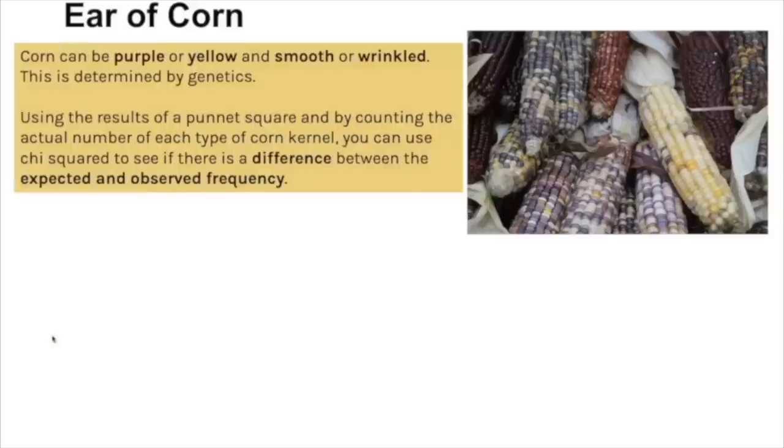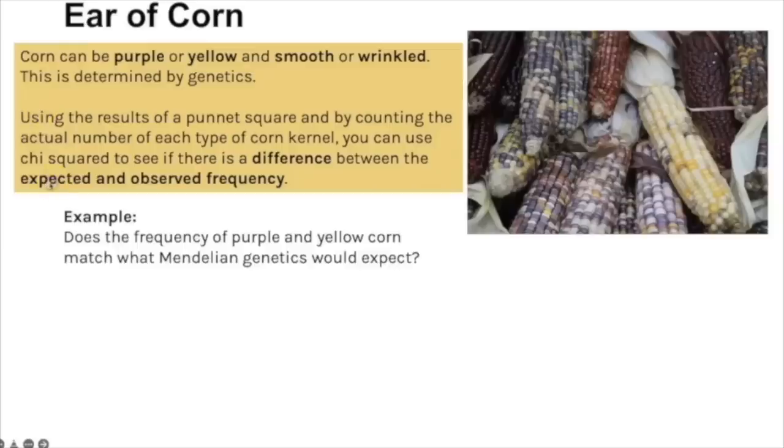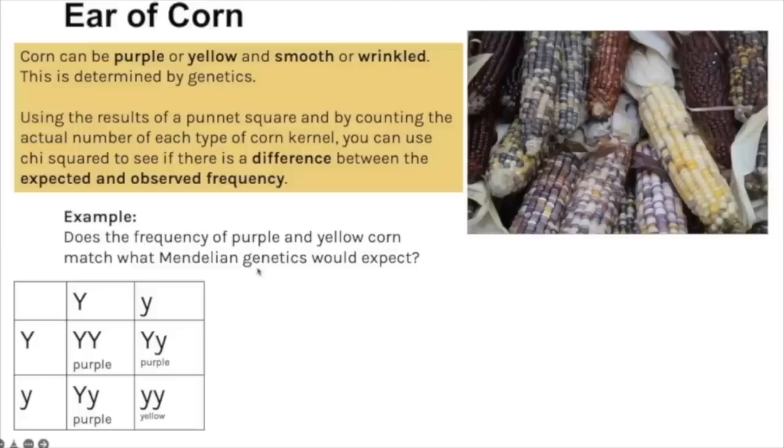So let's go through an example. Corn can be purple or yellow and smooth or wrinkled. It's not actually just yellow like you see in the supermarkets, and this is determined by genetics. So using a Punnett square and by counting the actual number of each type of kernel, we can then use chi-squared to see, is there a difference between the expected frequency and the observed frequency? So does the frequency of the purple and yellow corn match the Mendelian genetics you would expect, which basically means the expected value you get from a Punnett square.